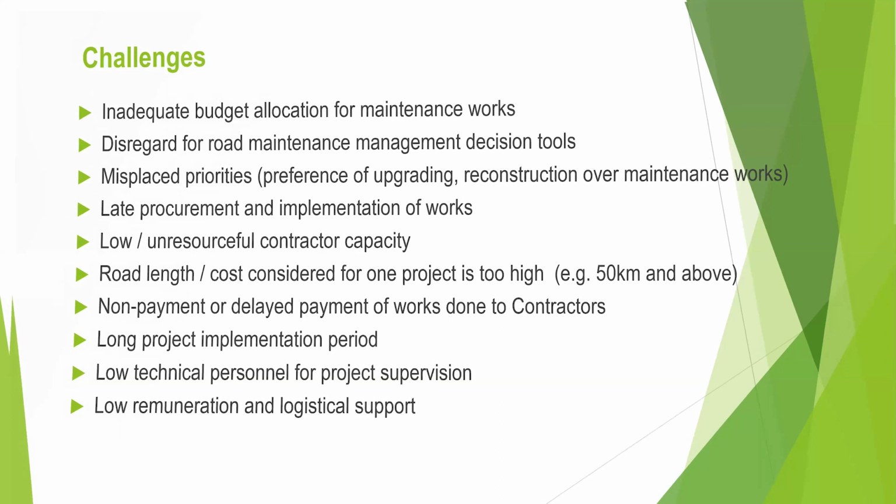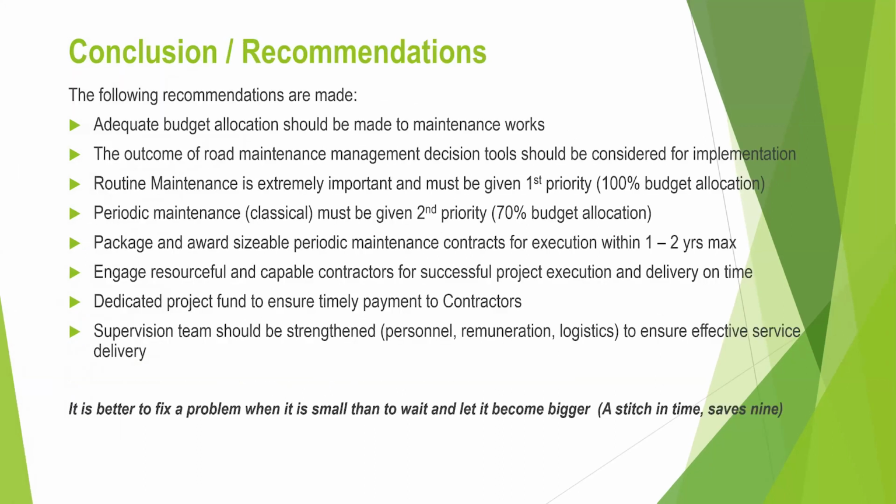So we have conclusion and recommendations. Adequate budget allocation should be made for road maintenance. And the outcome of the maintenance management decision tools should be considered for implementation. Routine maintenance is extremely important and must be given top priority. 100% budget allocation should be made. And then periodic maintenance, the classical one, should be given second priority. And then the periodic maintenance too should be given a sizable length for execution within 1 to 2 years.